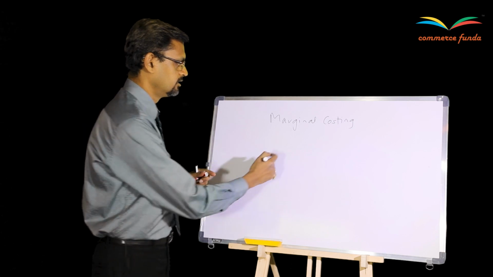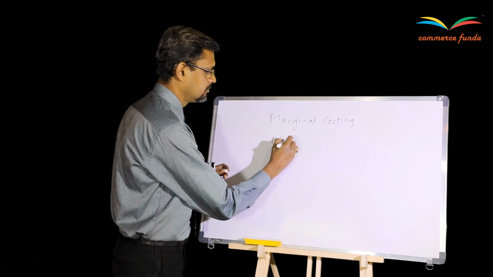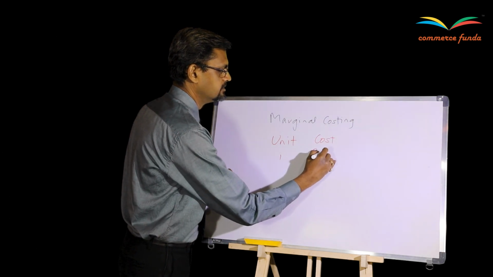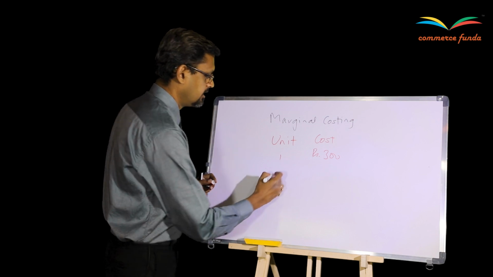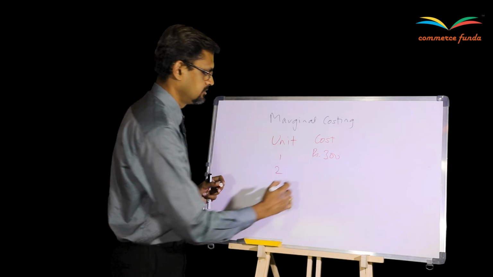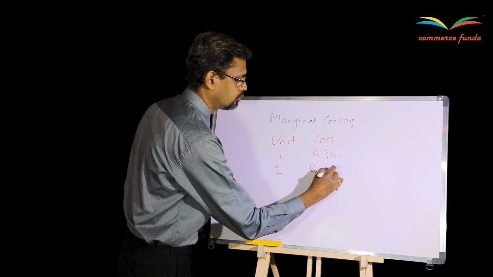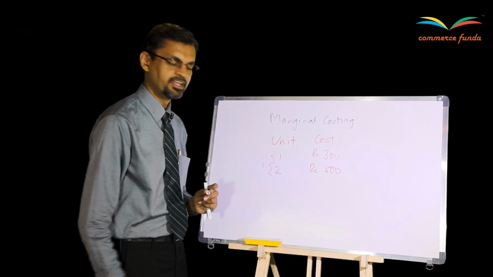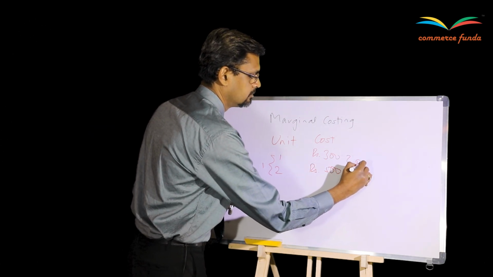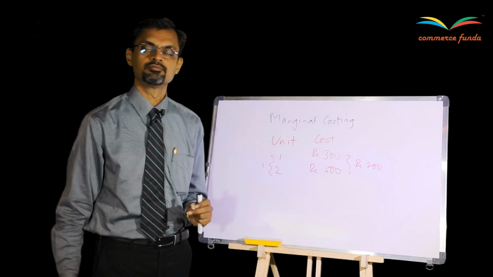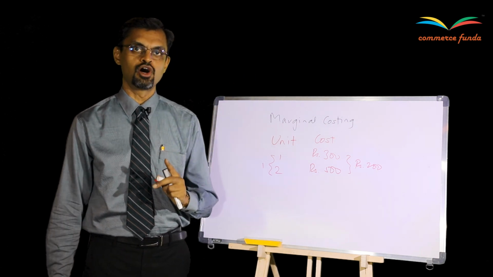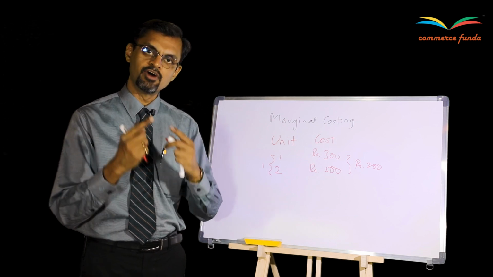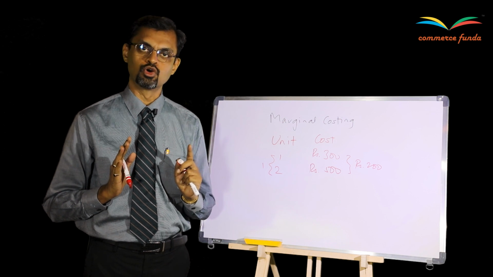So if my one unit is costing me say rupees 300, and when I produce 2 units, and if the total cost is 500, that means the marginal cost for this one extra unit is rupees 200. So I repeat, marginal cost means the extra cost, the additional cost that you incur for every one additional unit of your output or production.